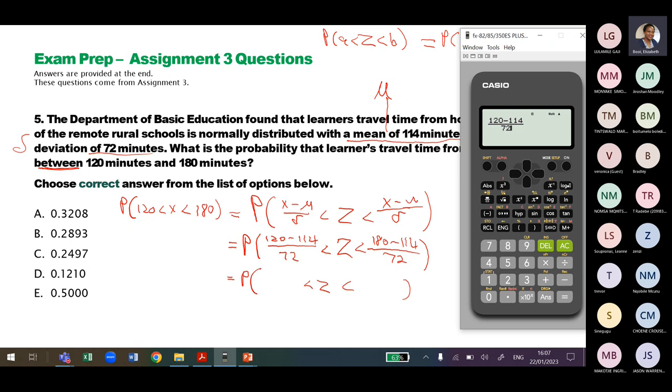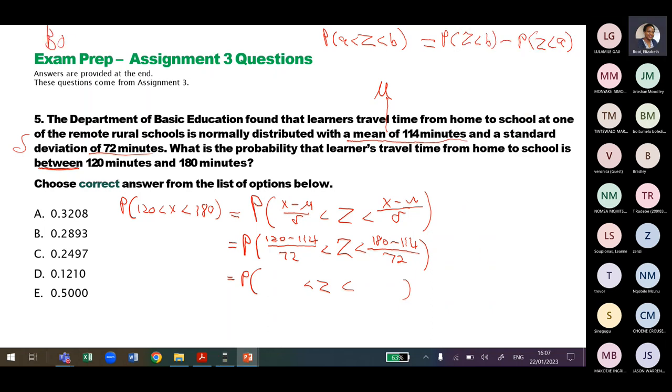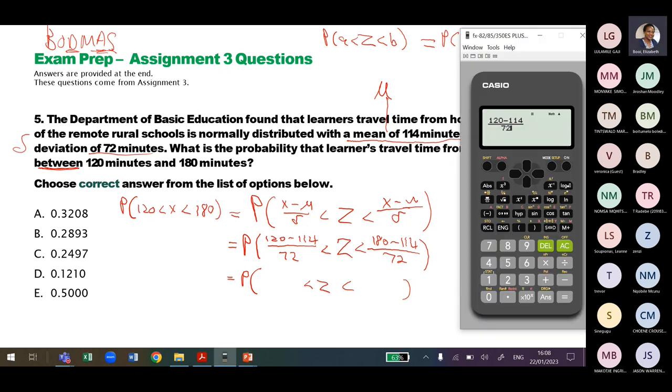Those who are using a Sharp calculator, if it does not have the fraction function like I have, always say 120 minus 114 equals, divided by 72 equals. Don't just put 120 minus 114 divided by 72. What it will do is apply BODMAS, and BODMAS says division before addition and subtraction. It will take 114 and divide it by 72, which is not what we want. You want the answer of 120 minus 114 to be divided by 72. So always use the equal sign: the top part equals, divided by the bottom part equals. If you have the fraction functionality, use that, which makes it easy.